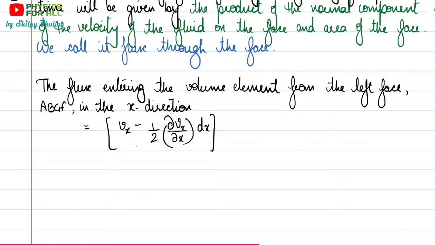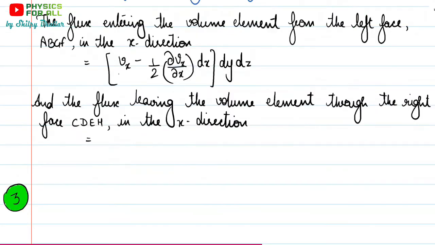And then to get the volume, we have to multiply with the area. And the area of these two faces is dy dz. So this is how we have obtained the flux entering the volume from the left face.